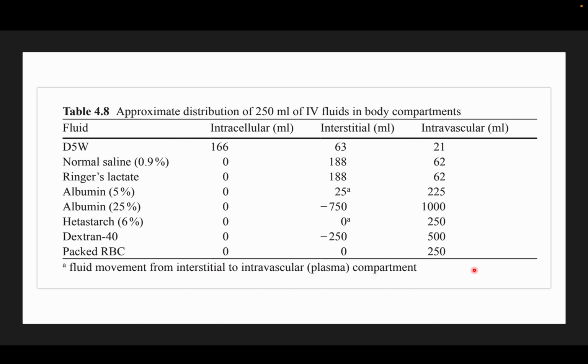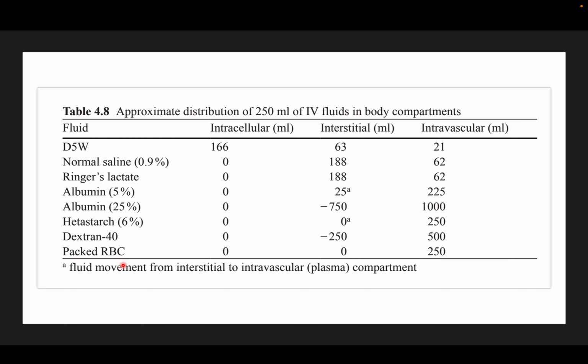So this is the distribution. Let's say you give 250 ml of fluid. I told you D5 water actually acts as free water, so 2/3 is distributed in the intracellular fluid and 1/3 in the extracellular fluid. But normal saline and ringer lactate are distributed mostly in the extracellular fluid, that is 75% and 25%: intravascular 62 ml and extracellular space 188 ml. So most of the normal saline or ringer lactate we are giving is distributed in the extracellular space, whereas D5 is distributed in the entire body. That is the most important thing you need to remember.